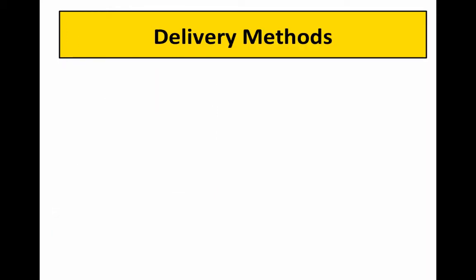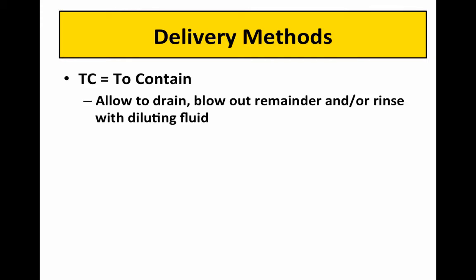Now, there's a couple different ways to deliver the liquid that's contained within the pipette. One of those is, and you'll notice that on the pipette they'll have markings to tell you how to deliver it. So first off, if it has the letters TC, this means it's a to-contain pipette, and that means you allow the liquid to drain out, and then you will put a puff of air into it and blow out the remainder of the liquid from the tip.